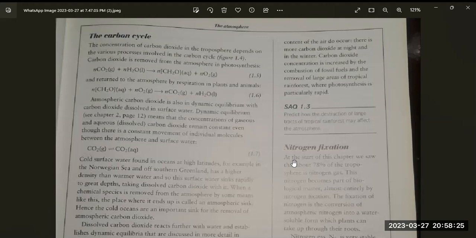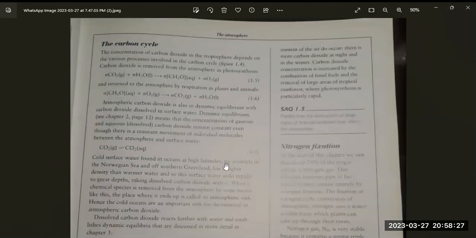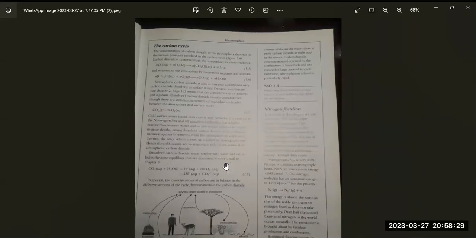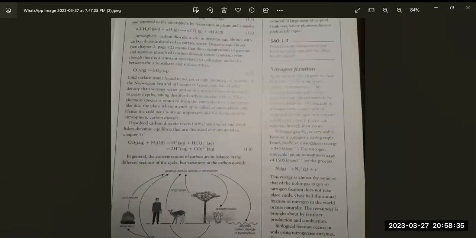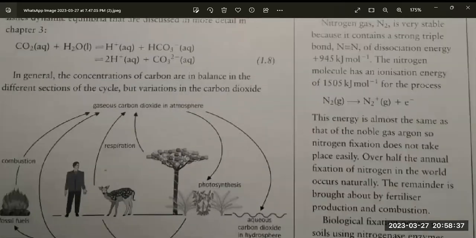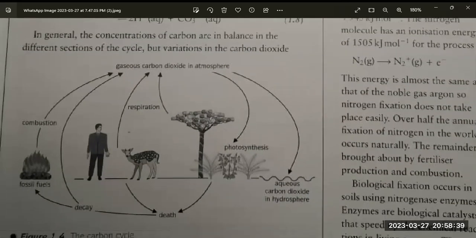All right. What I want you to do for me, I would love if you could go through the carbon cycle. Let me just quickly reference the carbon cycle.